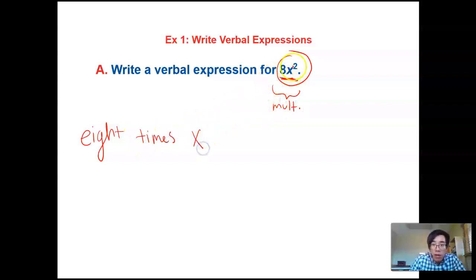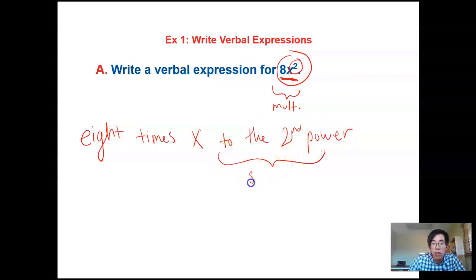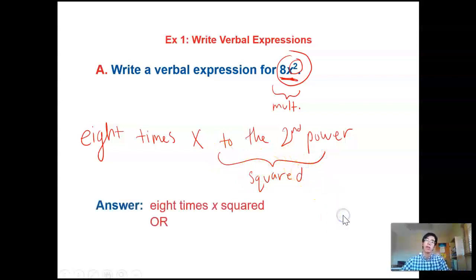And then what is happening right here? That's an exponent. So I would say x to the second power, right? Because the power tells me the degree of the exponent. Another way to write this is to say that it's squared whenever you have something raised to the second power. So you can write it like this or like that.